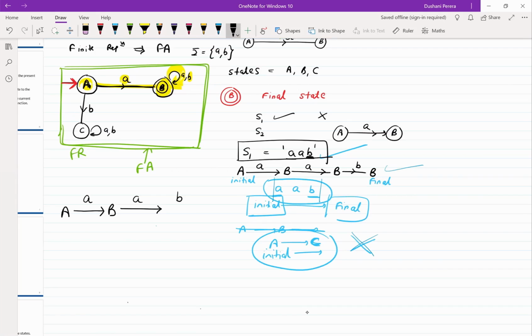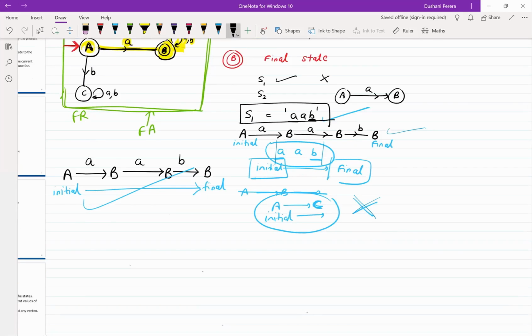Then I have simple B. While I'm at B, what happens if I get simple B as the input alphabet symbol? Again, I come back to itself, so I am at B. A is my initial state and B is my final state. Upon scanning the entire string, I went from the initial state to the final state. Therefore, I say that the string AAB is accepted by this language or the finite automata.